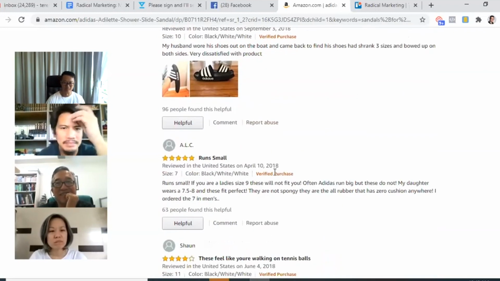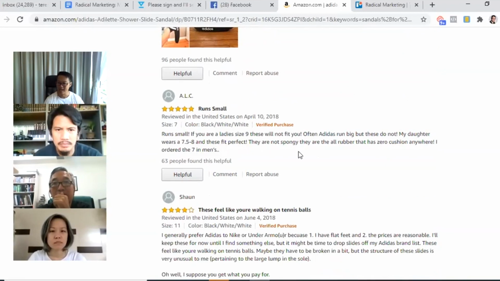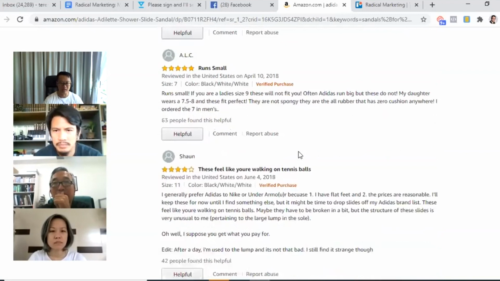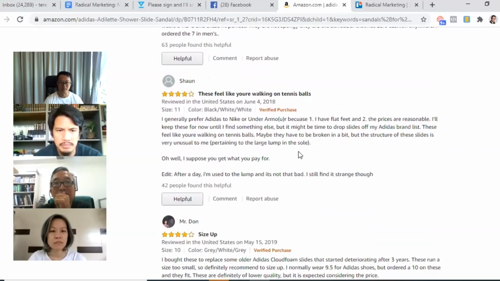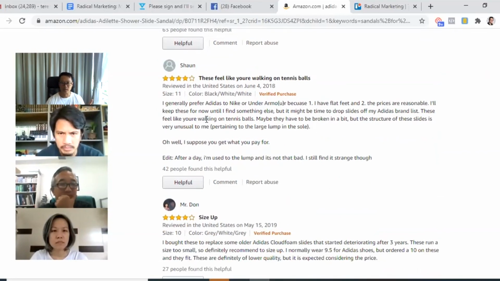Okay, so let's look at a positive review. "My daughter wears them, they're not spongy." I can't see the huge thing here. So let's look at the next one. "Flat feet. Okay, prices are reasonable." Okay, that's one benefit, right? Obviously. "These feel like you're walking on tennis balls."